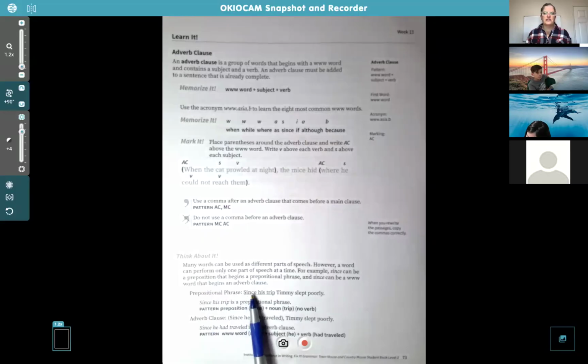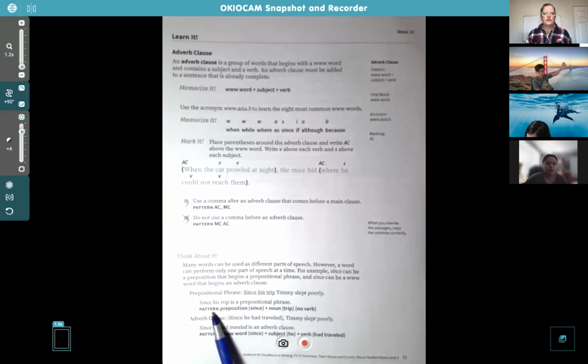Prepositional phrase, it says, since his trip, Timmy slept poorly. Since his trip is a prepositional phrase. And did you notice the pattern here? It says the pattern is the preposition since plus a noun, trip, but no verb. So that's how you can tell.